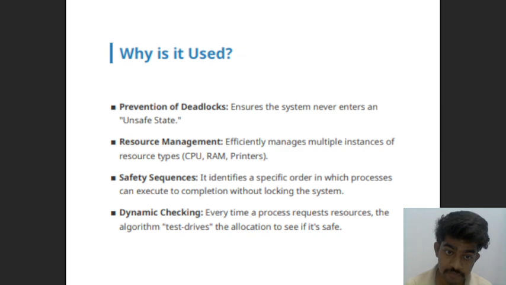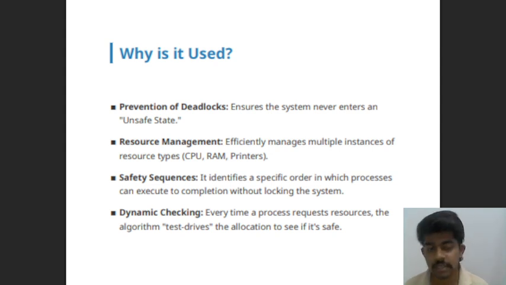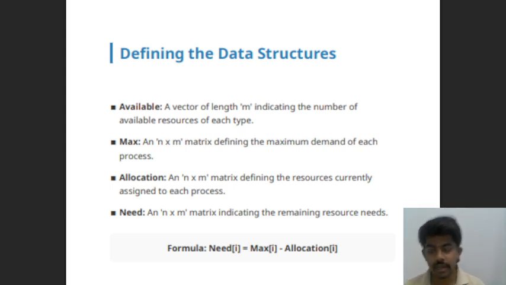It identifies a specific order in which processes can execute to completion without locking the system, that is, not causing the deadlock. Dynamic checking: every time a process requests resources, the algorithm tries the allocation to see if it's safe. Every time there is a new request from a user, this algorithm checks whether any resources are free or not, and whether they should be given or not on the basis of some system which we will see later in the video. Let's move on to defining the data structures we use in this algorithm.